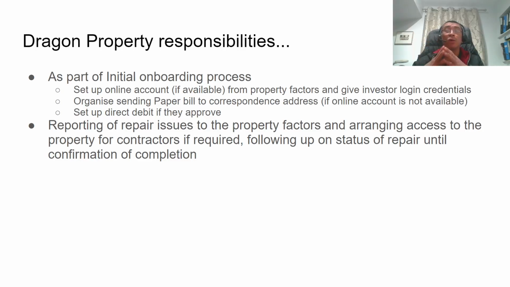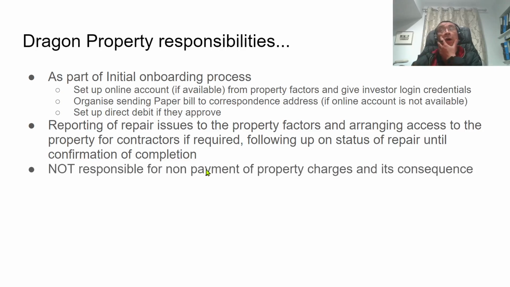So we will do that as part of the process, okay? As part of our responsibility. But what we're not responsible for is if you don't pay your property factoring charges, and its consequence. So if you get debt collection letters and stuff like that, we're not responsible for that. You should be paying, as the landlord or as the investor, your property factoring charges, okay?